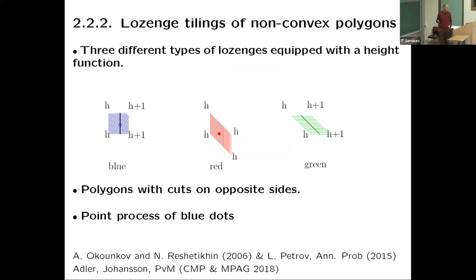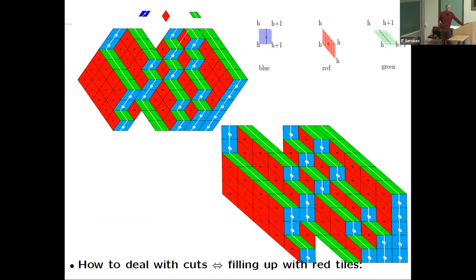You have the same kind of situation with the lozenges. You have three kinds of lozenges. You put a height function on these three kinds of lozenges, and you intersect them with certain lines. You have level lines again here. This is a level line of level 1/2. This is a level line of level 1/2. This is flat. I will show you the kind of polygon which we look at. This is a hexagon, and you put two cuts here. Then you try to tile this.